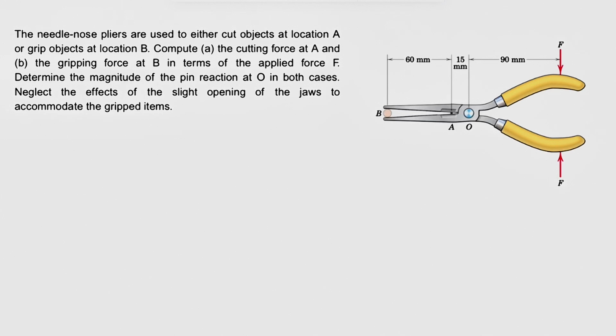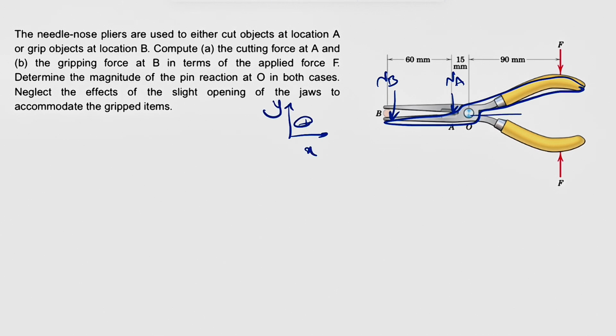We can neglect the effect of the slight opening of the jaw to accommodate the gripped items. So the plier is composed of two different parts. If we dismantle this, we're going to end up with this part, or we can take the top part, it really doesn't matter. And either the object at A or B, in both cases, will be in compression. So the force that they're going to apply would be in this direction. We can call this one NB and the other one NA. We're going to consider these forces normal, so they're all in the Y direction if we show our X and Y in here. And we're going to have a pin at point O, meaning we have both X and Y components. So I'm just going to do OX and OY for now.